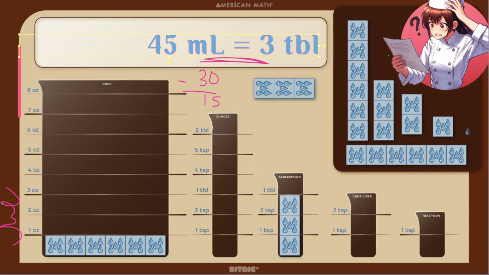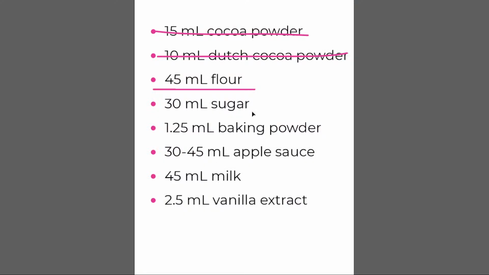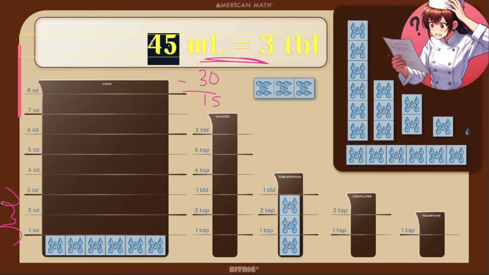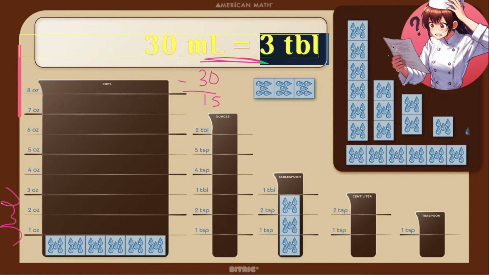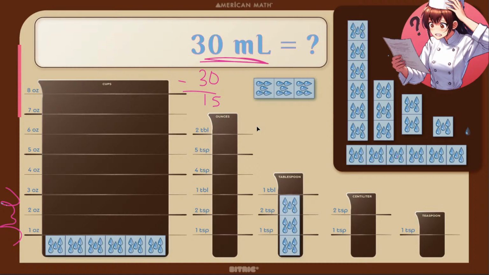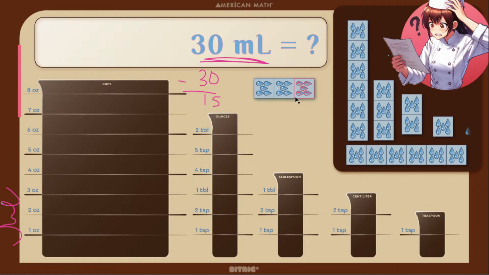All right, on to the next. Let's keep it pushing. We've got 30 milliliters of sugar. Simple enough. We already have it, so we'll clear our space real quick. This is going to be simple because we kind of went over it. Clear that 30, take away 15. Oh, I did not mean to do that. Hold on, give me a minute. There we go.